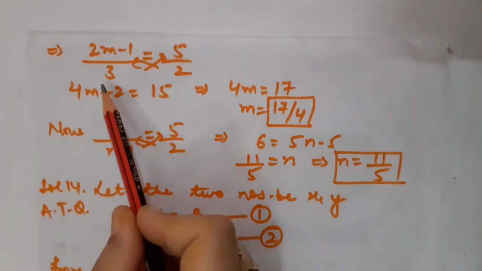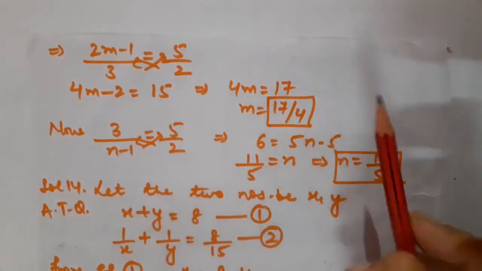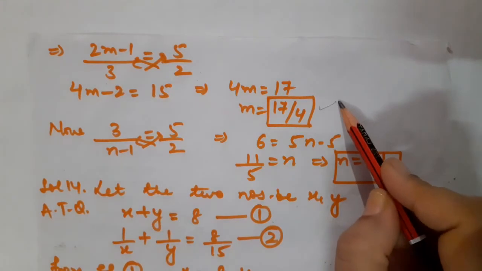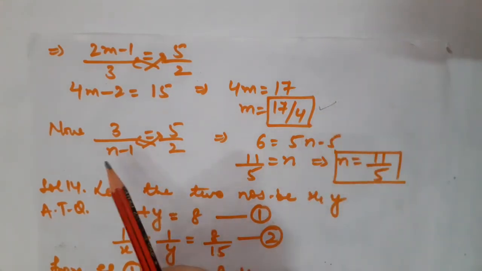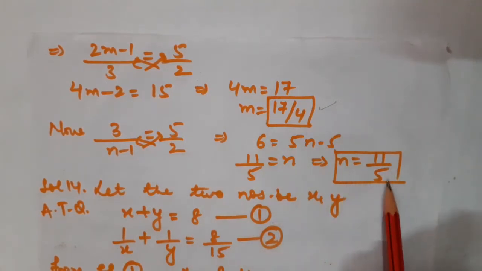So here the first expression and third expression are put equal. So I have got the value of m as 17 upon 4. Children, please check, have you got the same value? While putting expression number 2 and 3 equal, I have got n is equal to 11 upon 5.